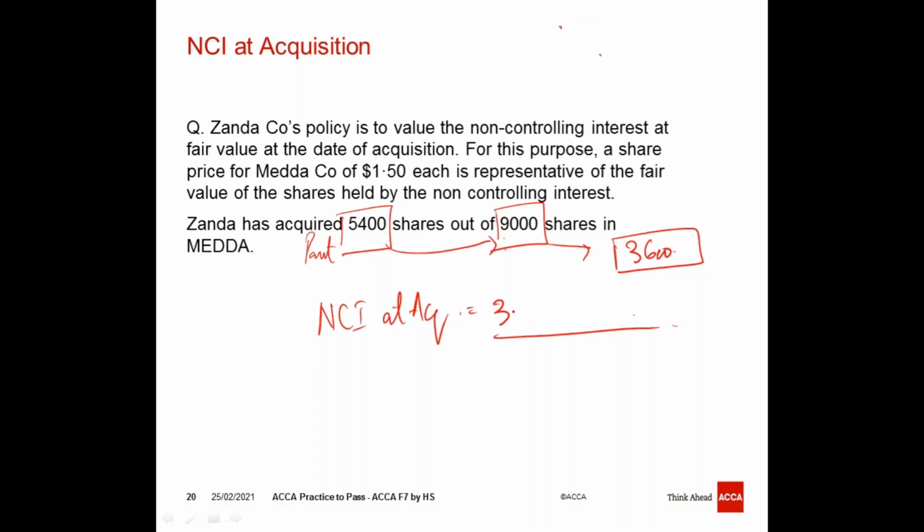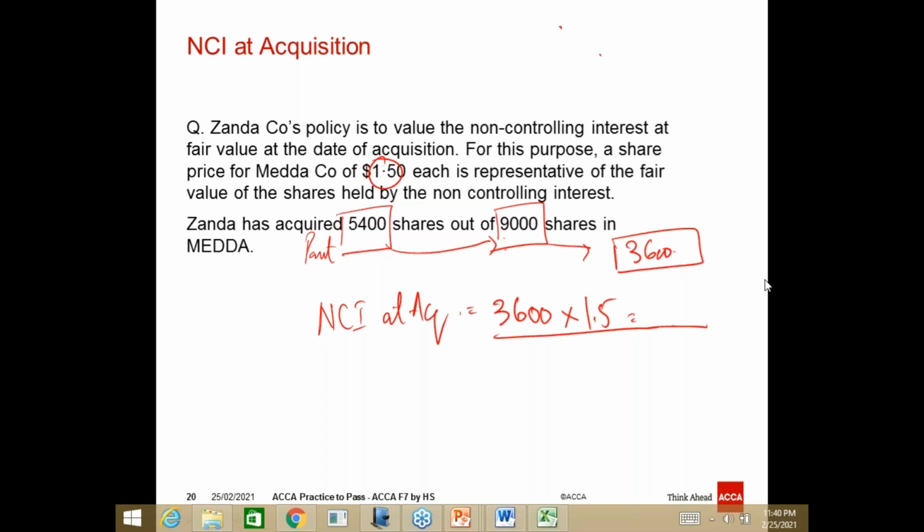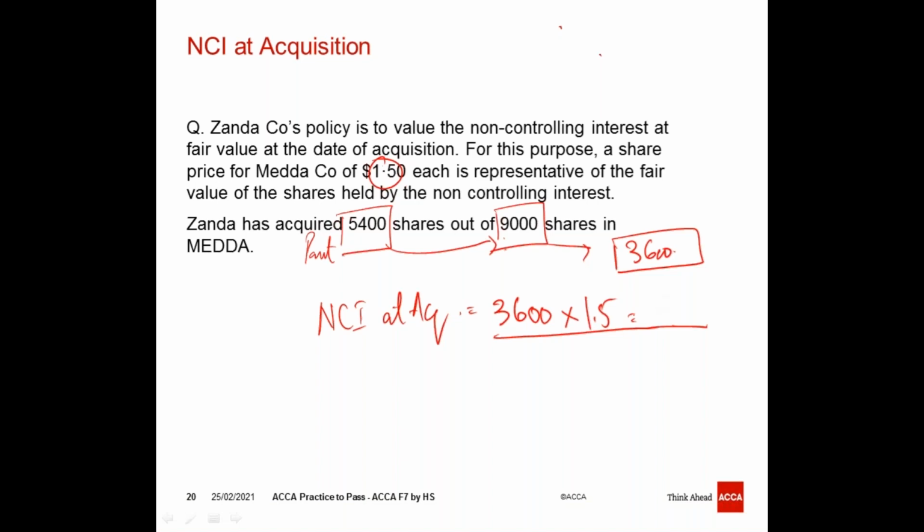So sometimes the examiner tells you to calculate the NCI acquisition. You first need to calculate the number of shares of NCI into the share price of the subsidiary company. The share price of the subsidiary company is given in the question, that is 1.5. So this is how we calculate the NCI acquisition. Usually the examiner gives you the value of NCI acquisition, but if it is not given in the question, then you can calculate it by multiplying by 1.5.